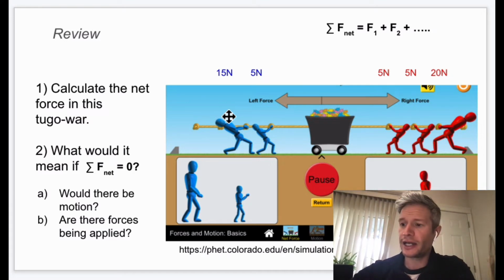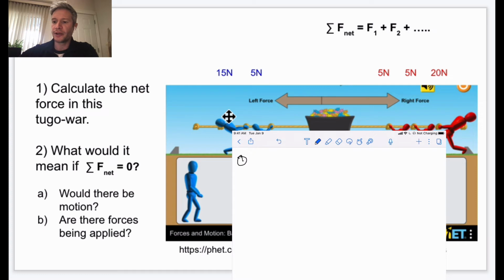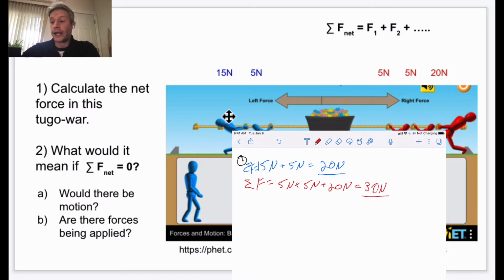So if we look at, let's go with the blue, we see that the sum of force is 15 newtons plus 5 newtons. That, of course, is 20 newtons total. Then we can look at our red team, and we see the sum of the forces is equal to, I'll walk through it, 5 newtons plus 5 newtons plus 20 newtons, and of course that equals 30 newtons. Getting wild there with the newtons. But obviously these are in two different directions.